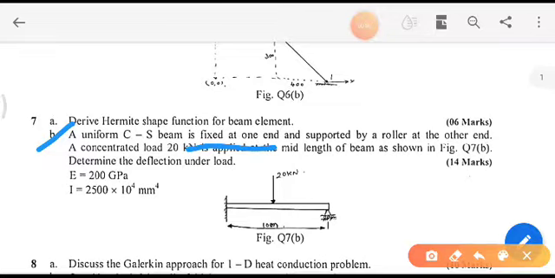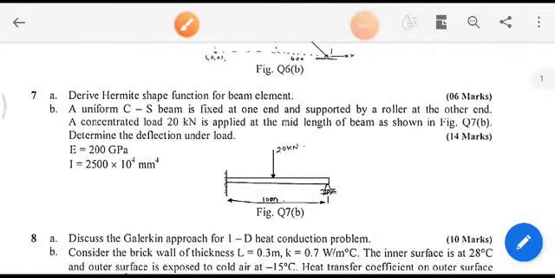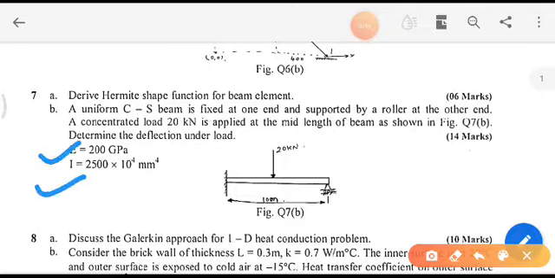the other end. Here we can see the support at the other end by the rollers. Okay, a concentrated load 20 kilonewton is applied at the mid length of the beam as shown in the figure. Here Young's modulus is given and moment of inertia is given. We need to determine the deflection under the loading.